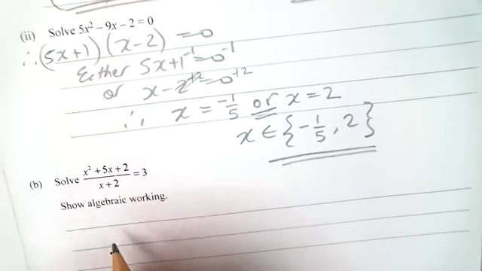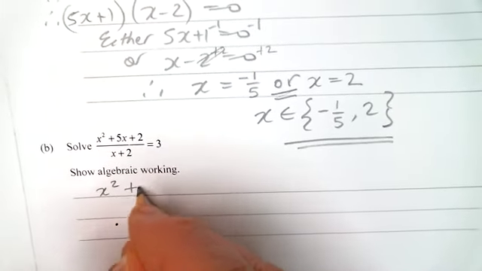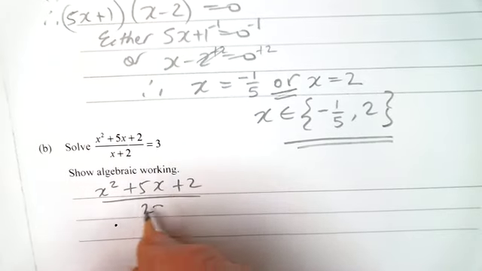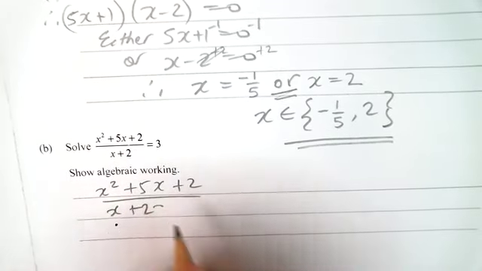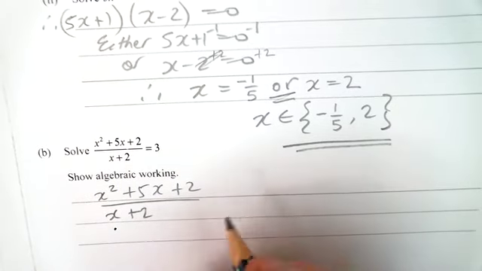So I'll restate the problem. Here it is. It's going to be (x squared plus 5x plus 2) over (x plus 2). Let's kill that little bit on the end there. We don't need that. All that's equal to 3.